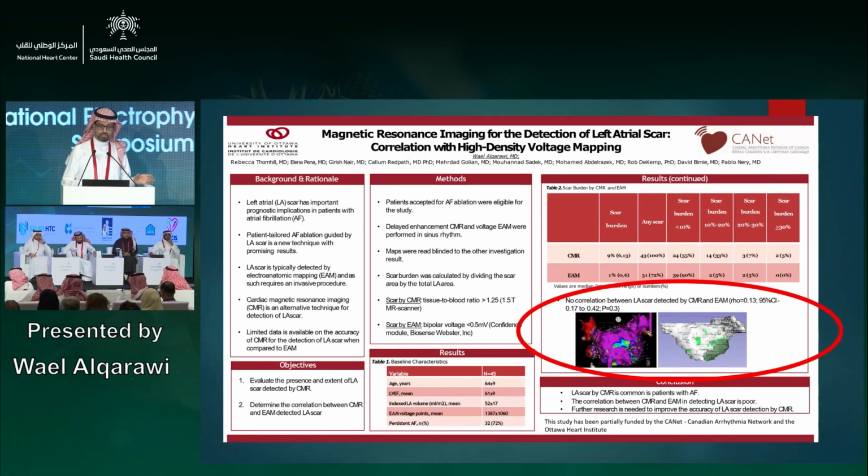Now, why that is, is still unclear. One probably important reason is that there is poor correlation between scarring on MRI and low voltage on 3D mapping. So maybe we're ablating areas that are not scarred if you only base it on MRI.